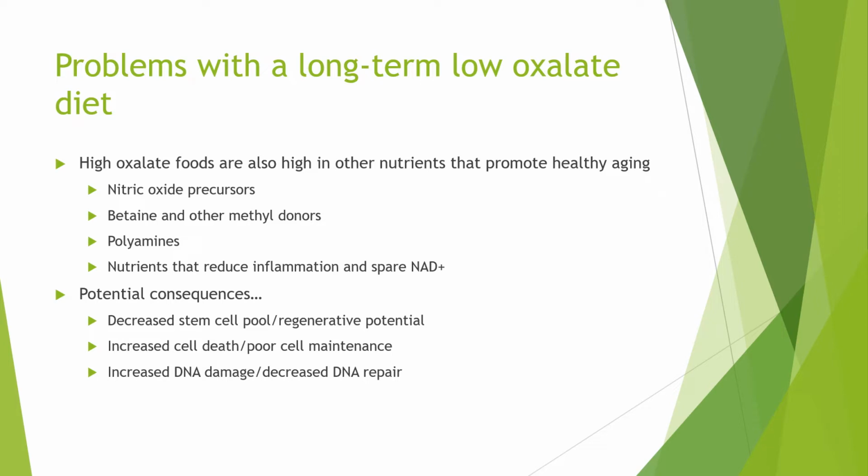Betaine and other methyl donors. Betaine is really, really important, as well as all other methyl donors, in helping regulate gene expression within our cells. Betaine may seem like a familiar name. That's because beets are very high in betaine. Beets are also very high in oxalate, and betaine is also found in leafy greens.